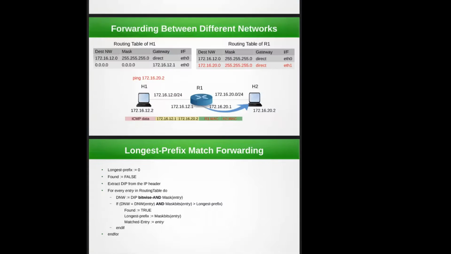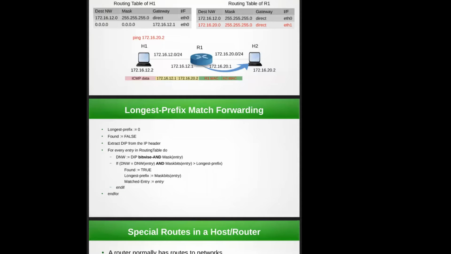Okay, so now we come to the complete algorithm, which is what is called the longest prefix match forwarding. Almost the whole algorithm is what I have described earlier, except that now we have something called the longest prefix, which I am actually verifying here. So there is some additional checking that we are doing.